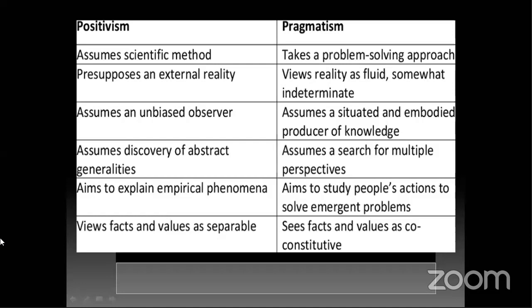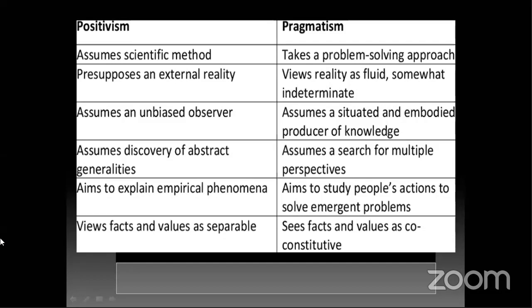Positivism assumes discovery of abstract generalities. I mean, they actually try to discover abstract generalities based on observation, empiricism. Pragmatism assumes a search of multiple perspectives, which may be pragmatically true. Positivism aims to explain empirical phenomena. Pragmatism aims to study people's action to solve emergent problems.